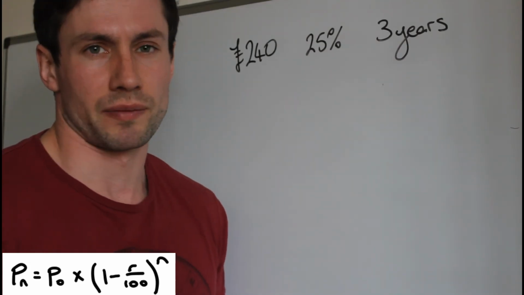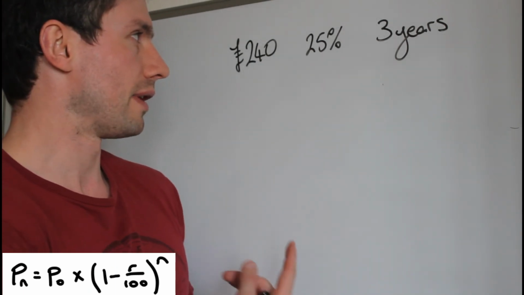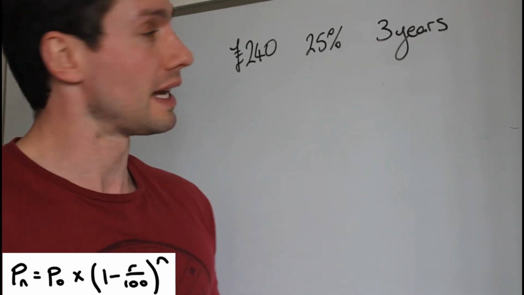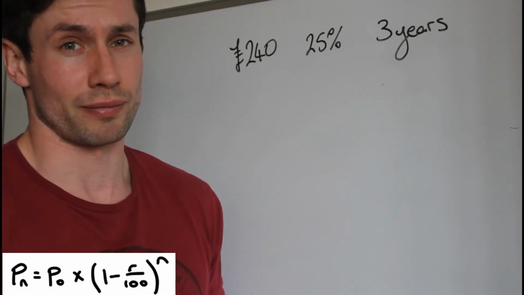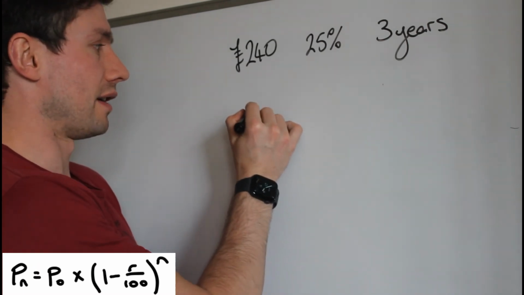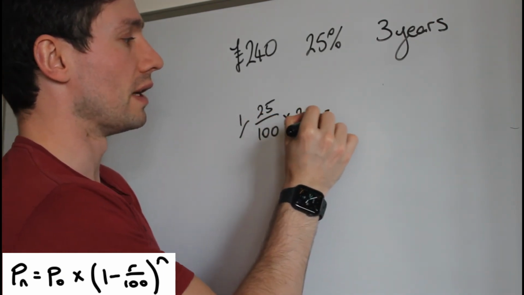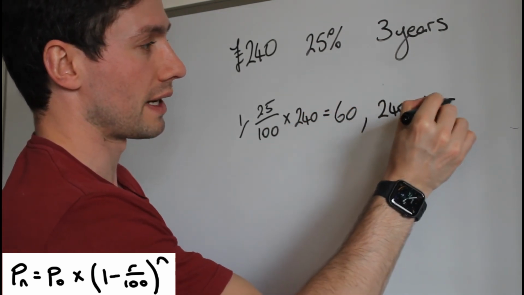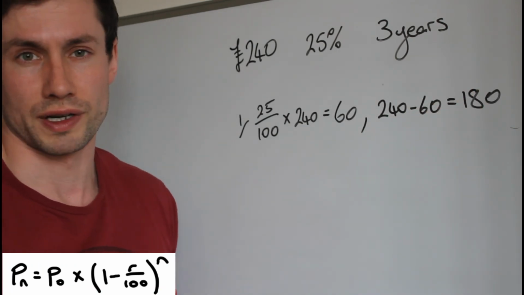Okay, in this example we have something that is worth £240 and it's going to depreciate in value by 25% every year. And the question would be, what is the worth of this object after 3 years? First, let's go through the slow method. In the first year we would work out what is 25% of 240, which is 25 over 100 times 240, which is £60. We would then take this away from 240, giving us £180. That is how much this object is worth after 1 year.